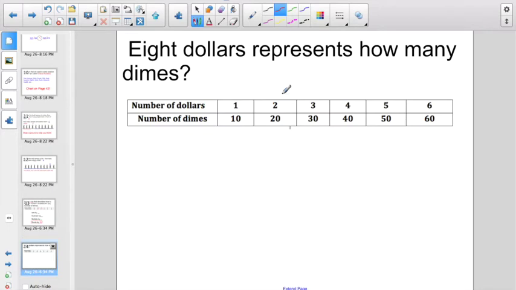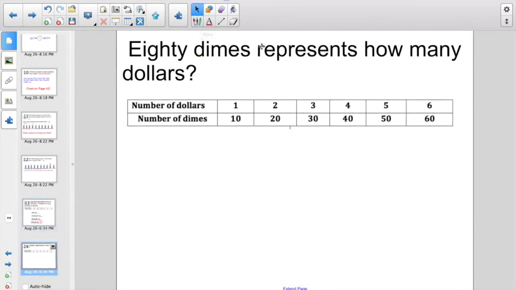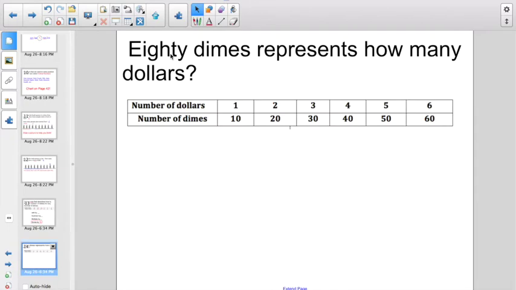So then I was on the last problem. After you figure out that rule, they're going to ask you a problem like this. $8 represents how many dimes? Well, we just got done saying that my rule was divide by 10. So then once you have the rule figured out, usually the last problem of the day is going to ask you to apply it. Something like 80 dimes represents how many dollars? Well, we already found out that the rule this time was divide by 10. So if you have 80 dimes, you could go and divide by 10.